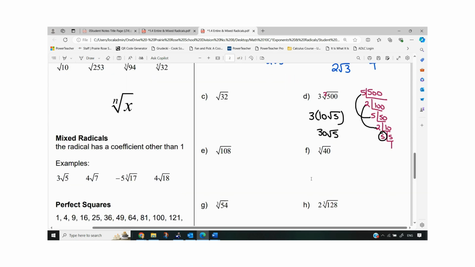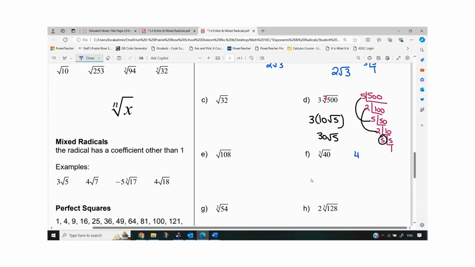Now the process is exactly the same when I'm looking for cube roots, except instead of looking for pairs, I'm going to be looking for triples. So again, I'll start by breaking down 40 into its prime factors. 40 divided by 2 is 20. 20 divided by 2 is 10. 10 divided by 2 is 5. 5 and 1. So 5 times 2 times 2 times 2 is 40. Again, I'm looking for triples. So there's a group of 3 2's. So I'm going to pull out a 2, and the rest stays underneath. Don't forget to use your index. 2 times the cube root of 5.